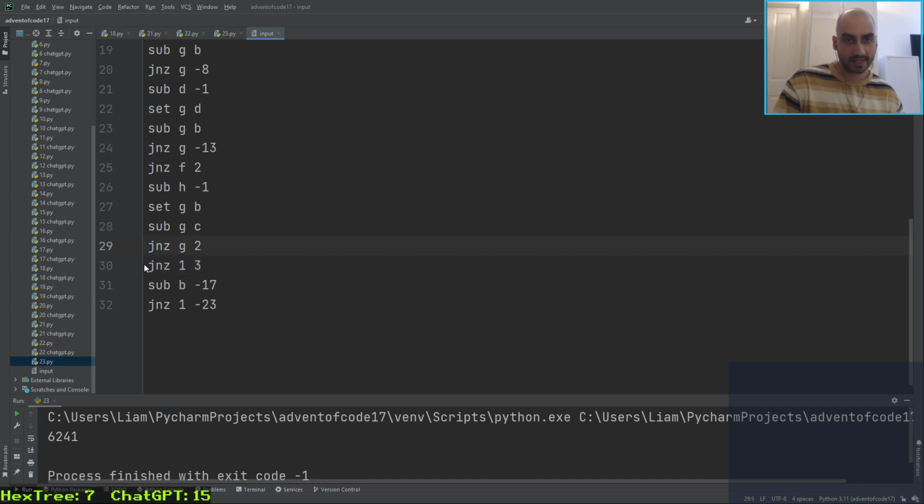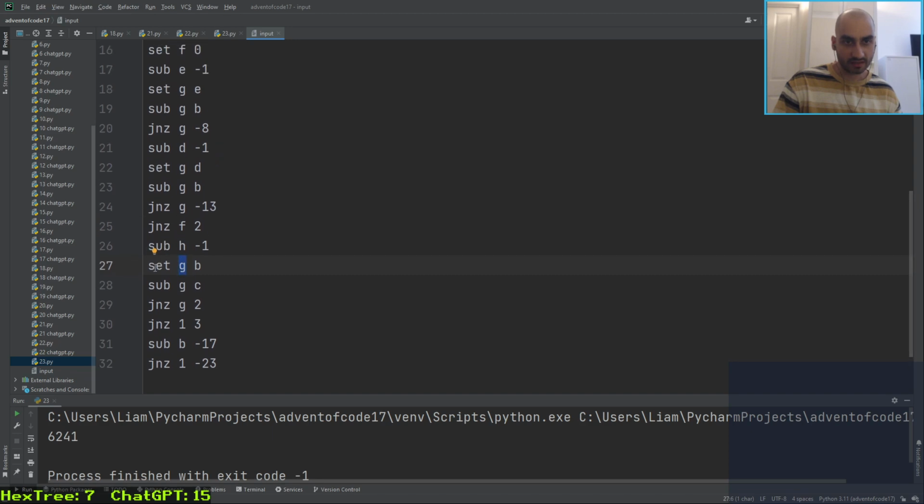When does this end? This ends when we execute this line here, which tells us jump 3, i.e. end of program. So that happens when G is 0. So when G is 0, the program ends. And what does that mean? It means G is B. We subtract C. So when B and C are equal, the program ends. Oh god. This is evil, this kind of problem.